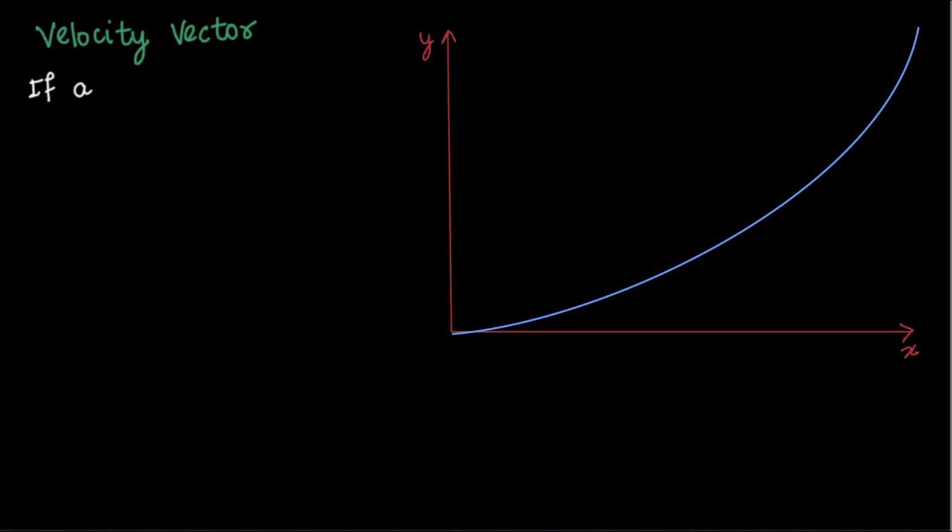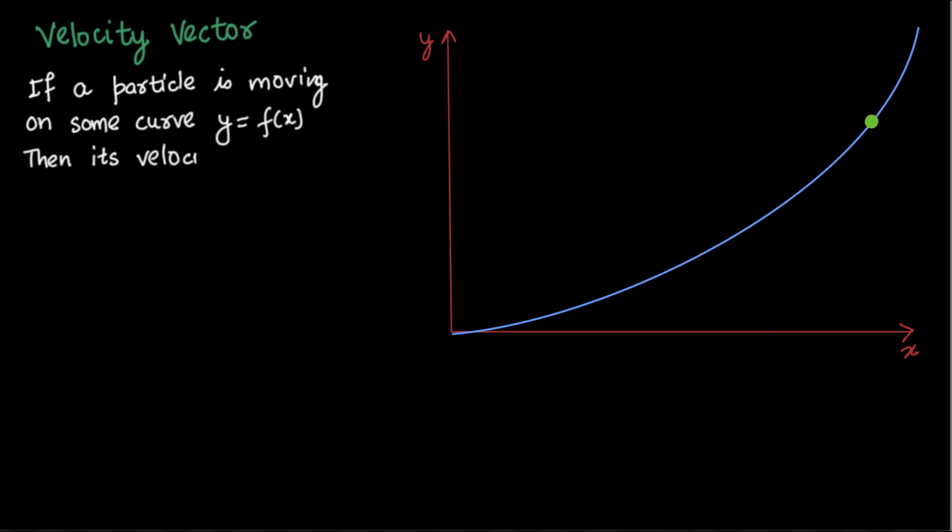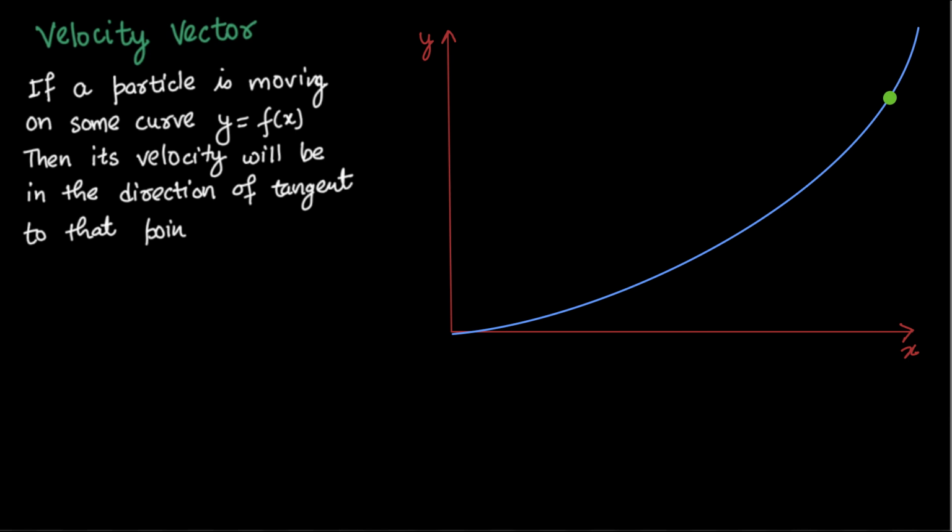If a particle is moving along some curve y equals f of x, then its velocity will be in the direction of the tangent at that point. The length of the velocity vector represents its speed at that moment, and the direction of the velocity vector tells us the direction in which the particle will go. A particle or body always moves in the direction of the tangent.